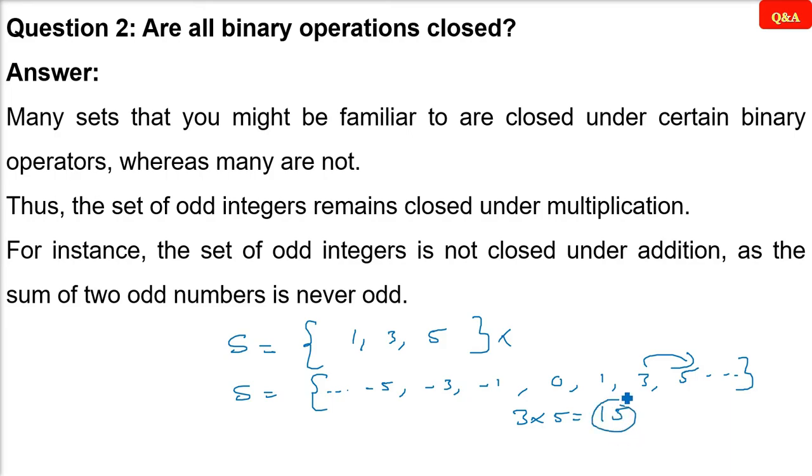What about addition? For multiplication, this closure property holds. But when we change the operation, 3 plus 5, it is going to be 8. And you know what is 8? 8 is not an odd number. It is an even integer. So the binary operations are not always closed.